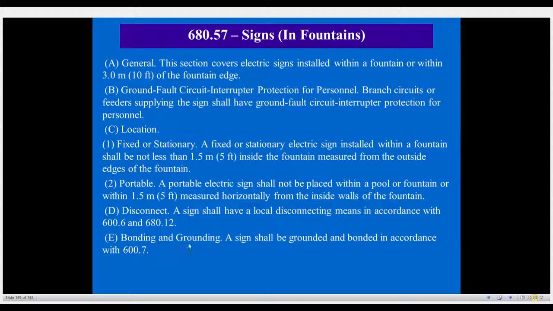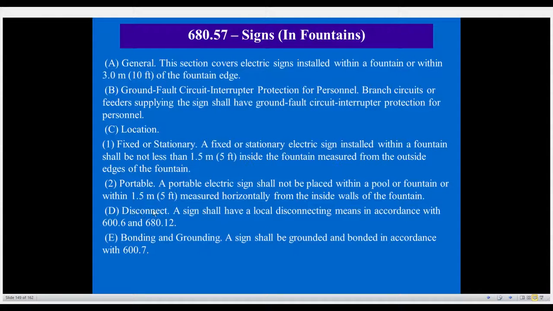Now, bonding and grounding, a sign shall be grounded and bonded in accordance with 600.7. Okay? And just for the heck of it, just because I know that there's always somebody out there who goes, well, Paul, you talked about those, but you didn't elaborate on them. So I'm going to elaborate on them just so people understand it.